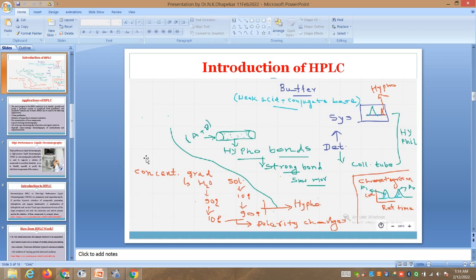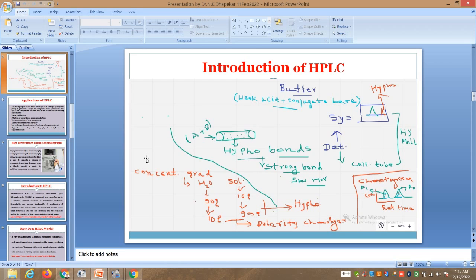Now, let us think about the concentration gradient. After some time, in this mobile phase, water is reduced from 90% to 10%, and the organic solvent is increased from 10% to 90%. Polarity changes.